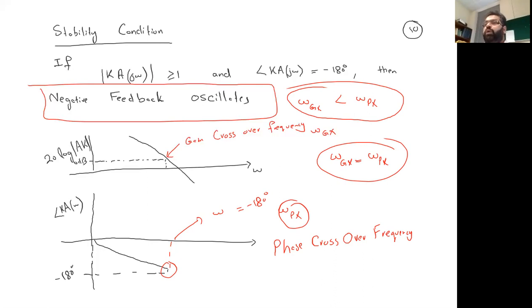Gain crossover frequency is what? When my loop gain is 1. At loop gain 1, if my phase crossover frequency didn't come, this means the phase will be less than minus 180 degrees. If it is less than minus 180 degrees, my system is stable. But if the gain crossover frequency is equal to the phase crossover frequency, the system oscillates. If my phase crossover frequency is less than the gain crossover frequency, the system is unstable. It's like having a positive response that will go to infinity. So we want all the time our gain crossover frequency to be less than the phase crossover frequency.